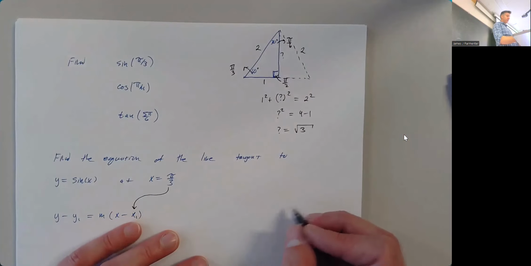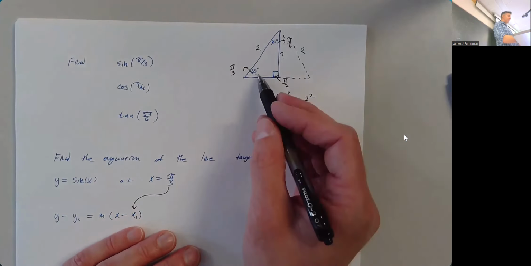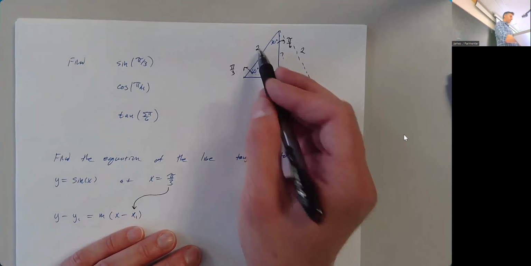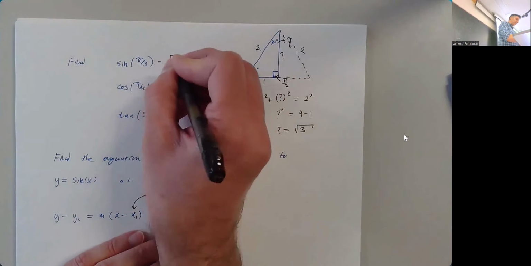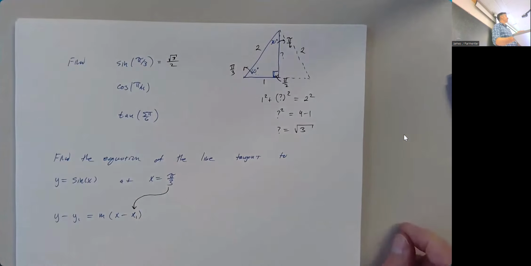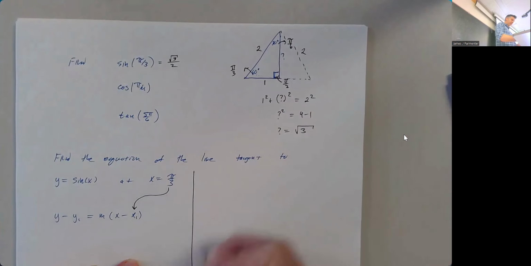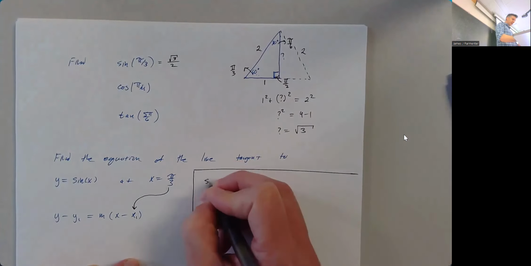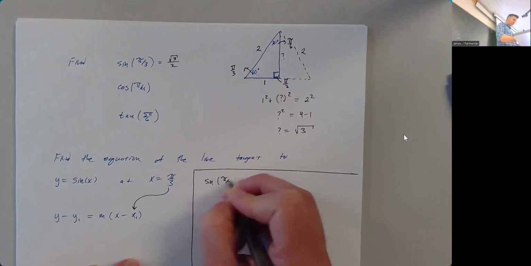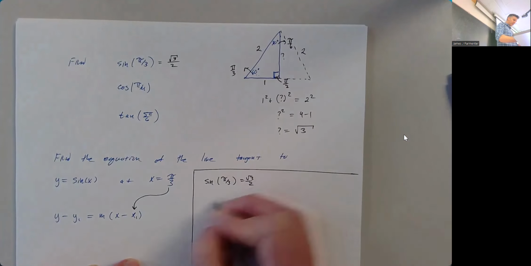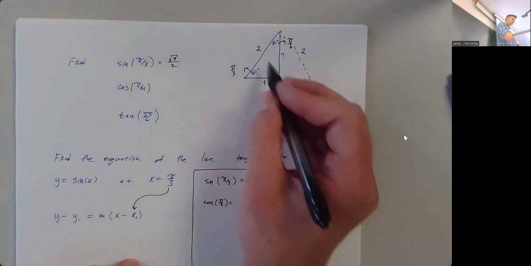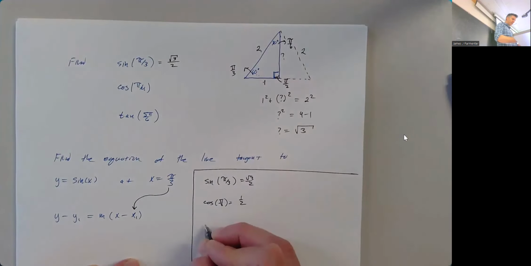And then if I want to find sine of pi over 3, it's going to be the opposite over the hypotenuse. That's going to be the square root of 3 over 2. And just to add to the list here, we could say that sine of pi over 3 is the square root of 3 over 2. Cosine of pi over 3 is the adjacent over the hypotenuse, which is going to be 1/2. Tangent of pi over 3.